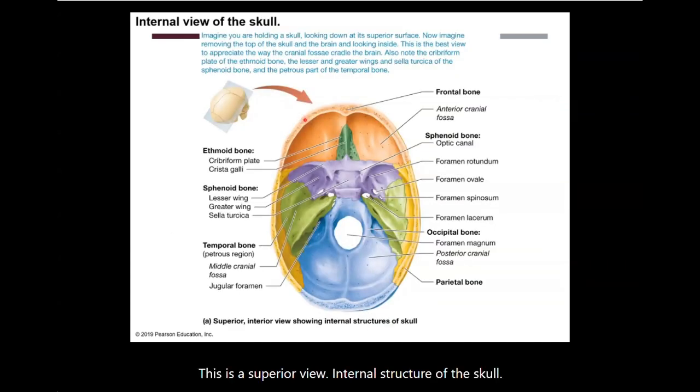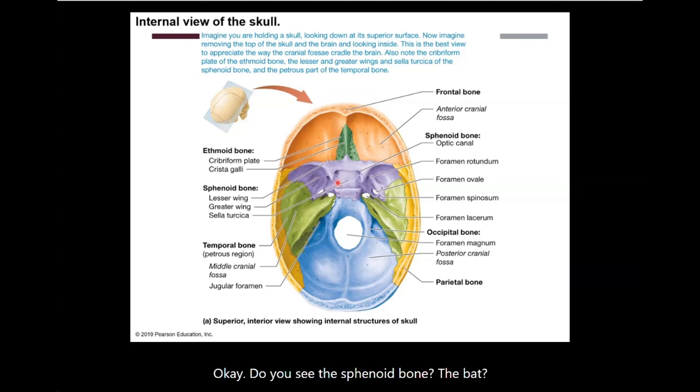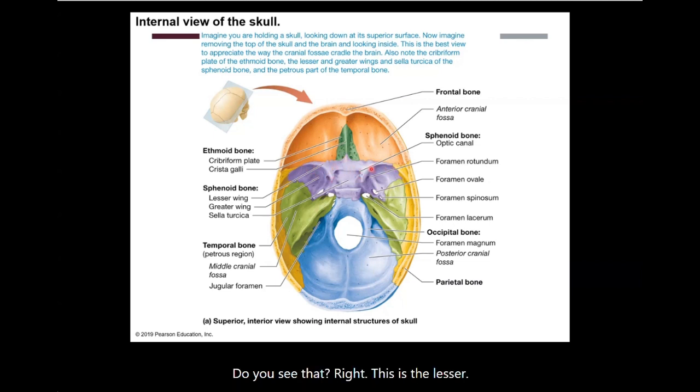All right, this is a superior view, internal structure of the skull. Everyone, this slide is a really good slide to label the sphenoid bone and the ethmoid bone, okay? Do you see the sphenoid bone, the bat? Do you see this is the small one? And then this is the bigger one, the bigger wing, right? And then do you see inside there's like a tinier bat with a lesser wing? Do you see that? Right? This is the lesser, and then this is the greater, right?